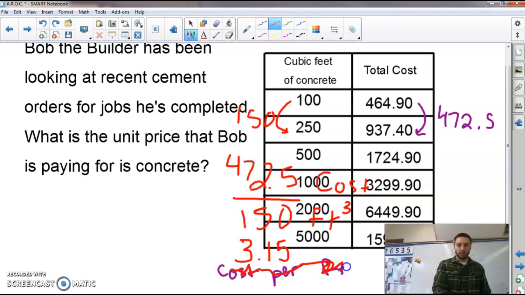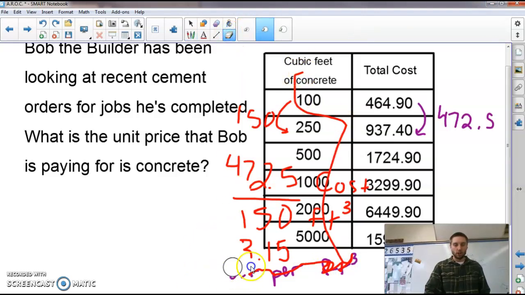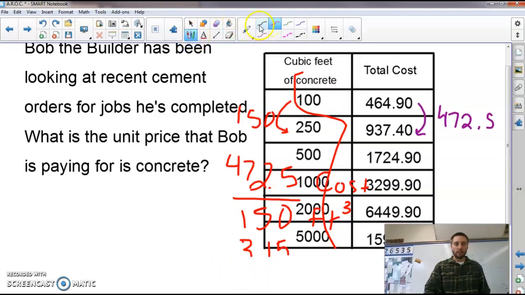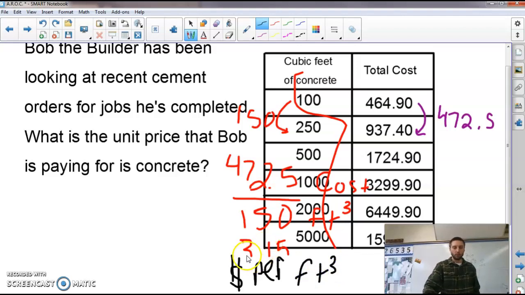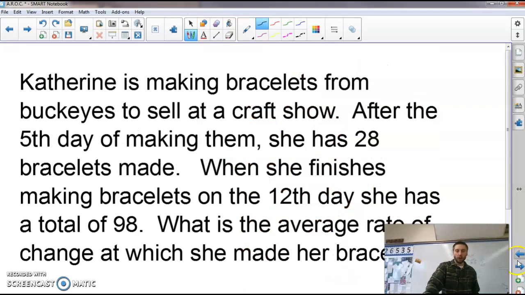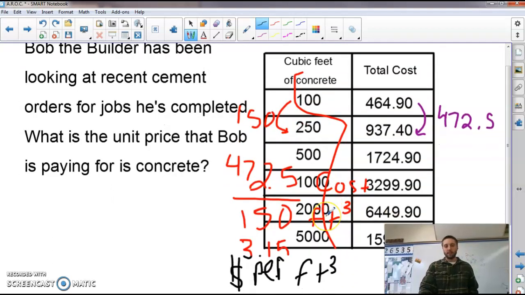Oh boy, this is ugly. Let me try again. Oh no, look, it's crazy. It's got a mind of its own. So 3.15, and that's dollars, we can call it, per cubic foot. So we can say feet, and then with our little cube symbol, and there we go. So $3.15 per cubic foot. Okay, let's go to the next slide. Oh, just kidding. That's it, people. That's our notes for the day.